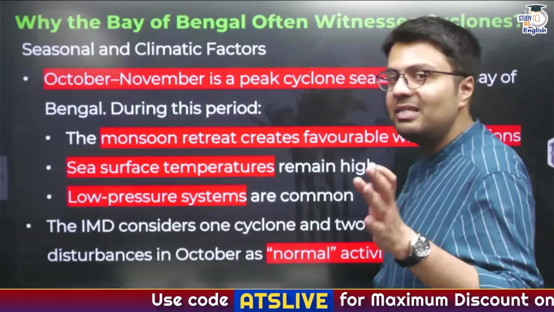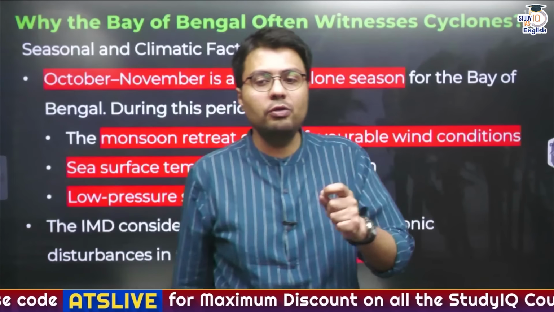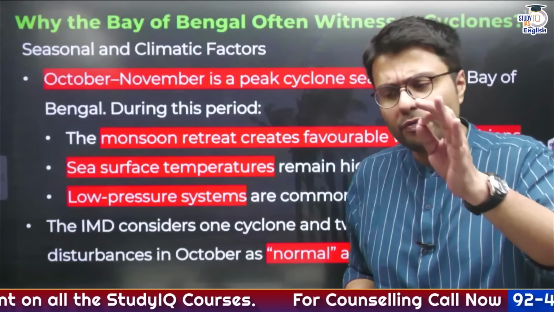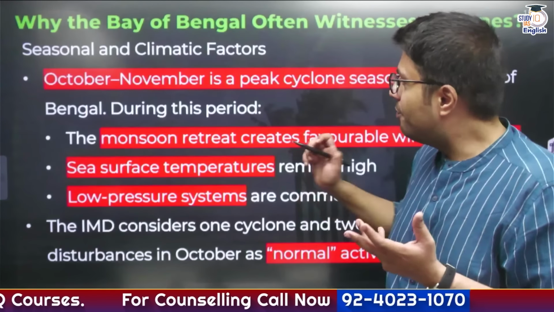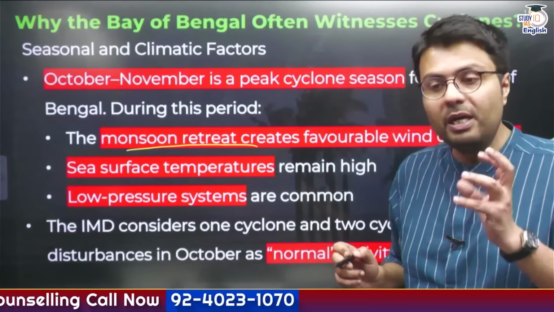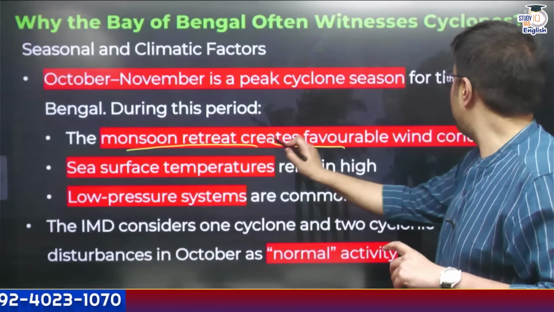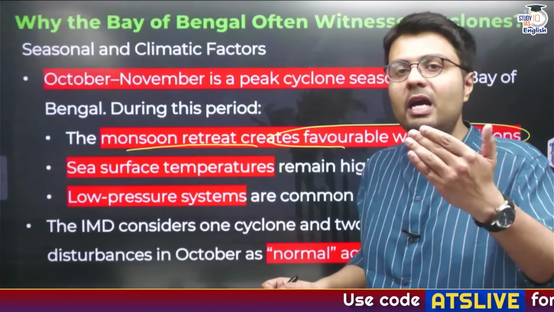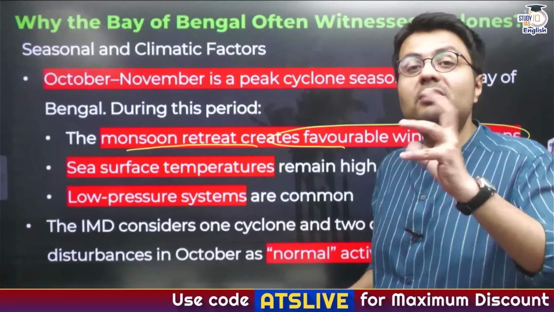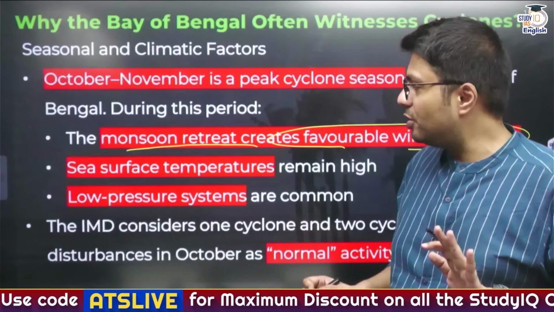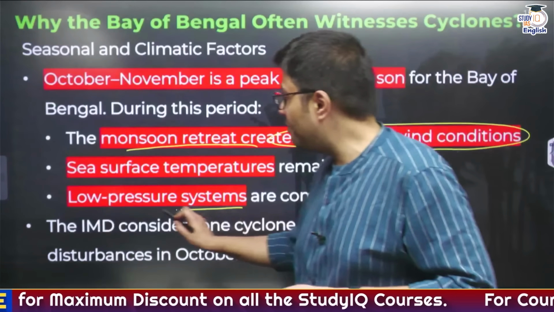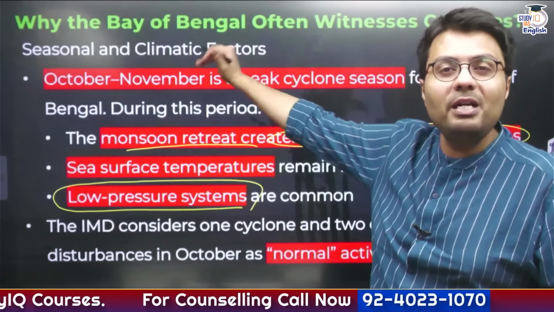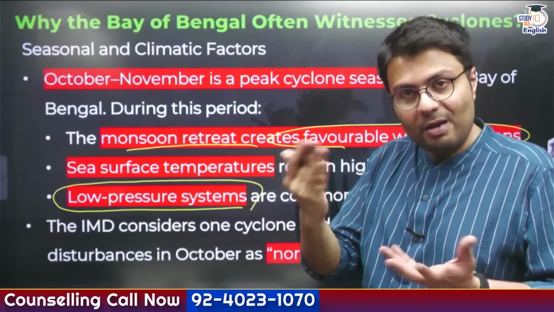But there is also a seasonal and climatic factor. Particularly in the months of October to November, you will witness a peak cyclonic season in the Bay of Bengal, and this is because of certain conditions that exist during this time. First is that the monsoon makes a retreat from the Indian subcontinent and it creates favorable wind conditions. In addition to that, the sea surface temperature, even without the existence of monsoons, remains high because there is no monsoon to cool down the temperature, and this favors the development of a low pressure system, and therefore the cyclonic activity peaks during the October-November season, right at the time we are taking this video.